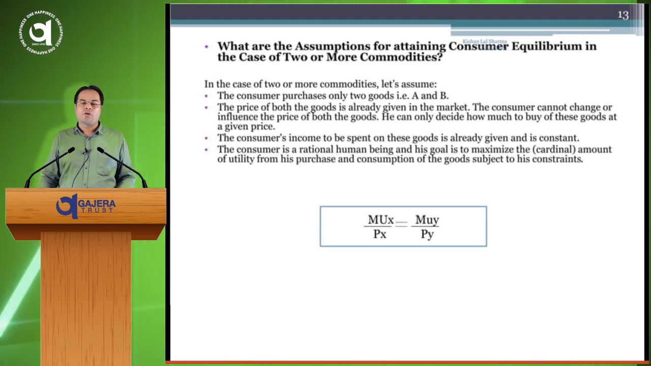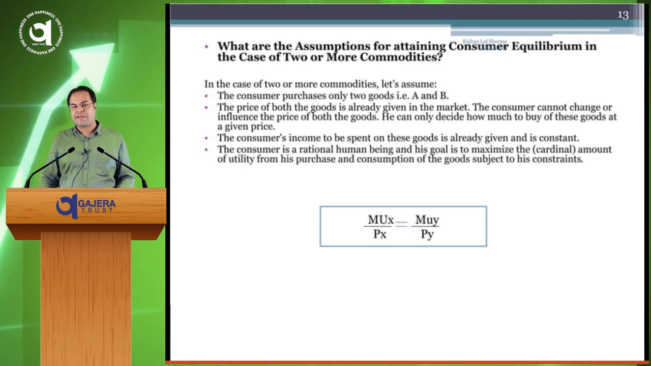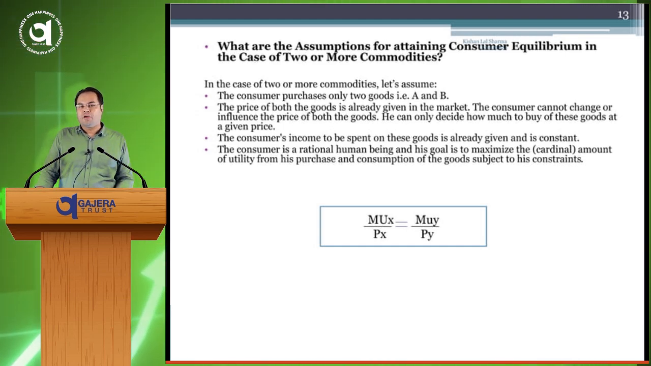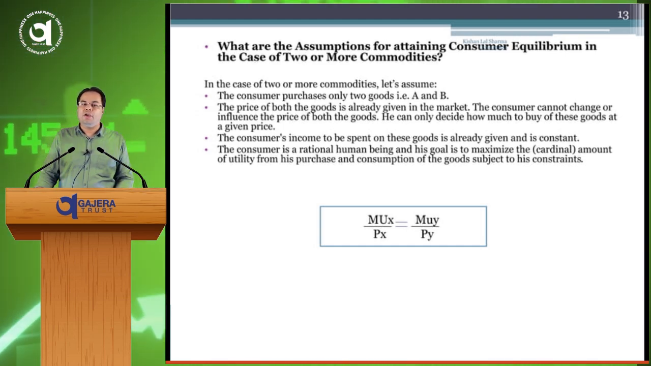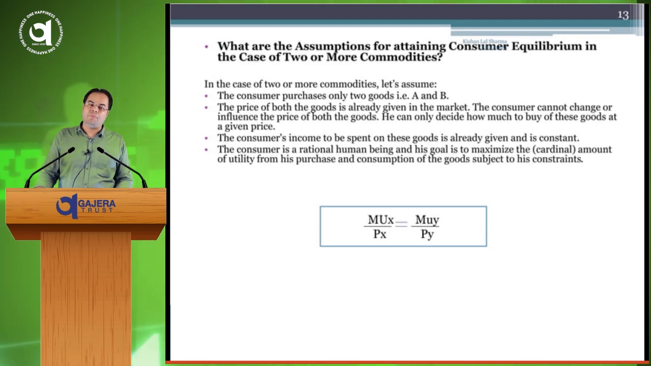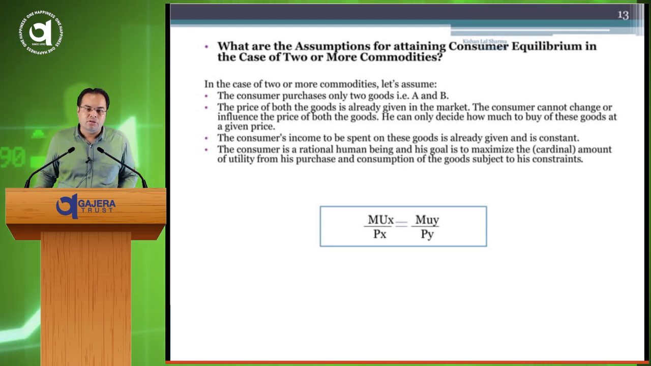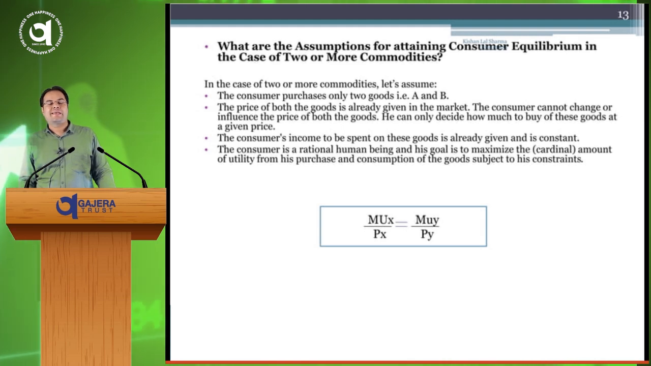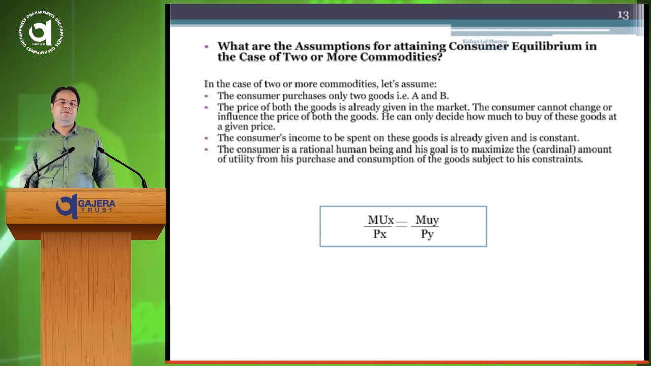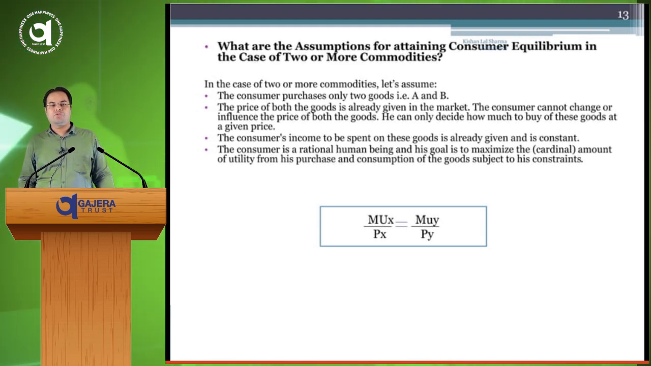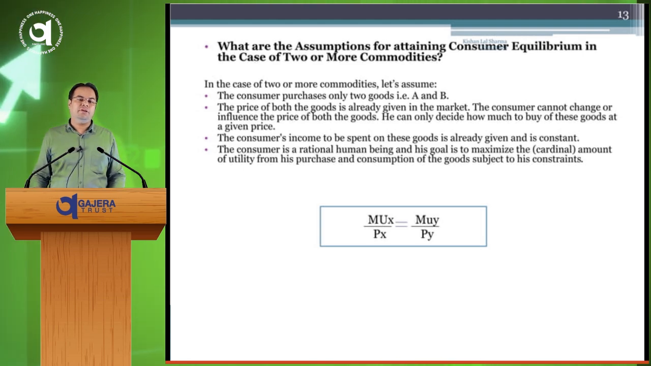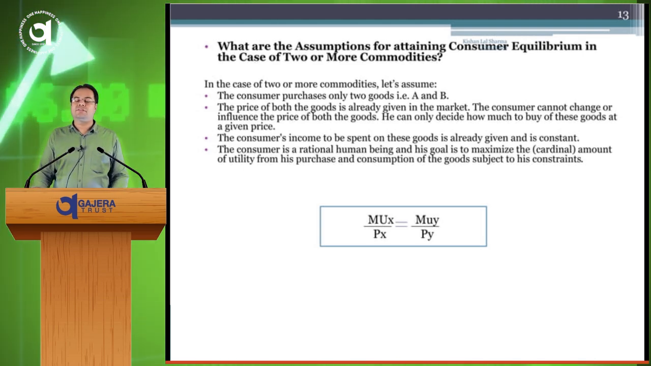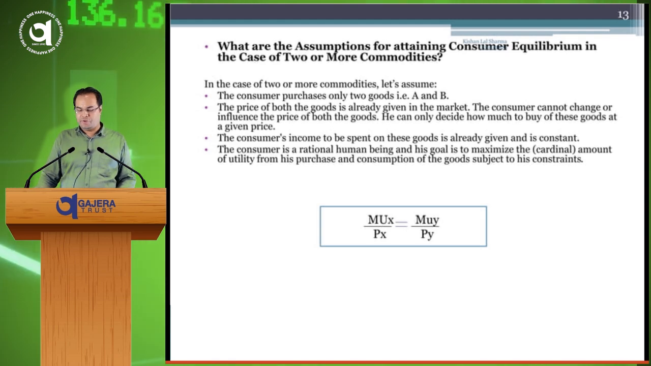So, MUX upon PX, as you can see on the screen, equals MUY upon PY, meaning the marginal utility derived from commodity A per price paid for commodity A is equal to the marginal utility derived from the second commodity B per price paid for B. So both should be exactly equal, then only we can say that in the 2 commodity case the consumer is getting equilibrium.